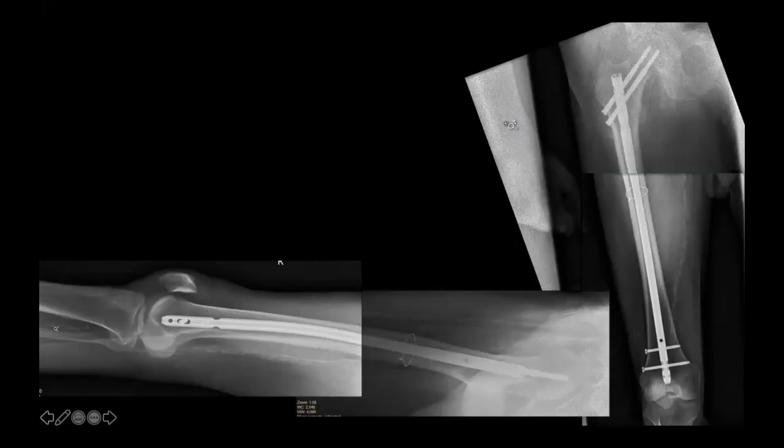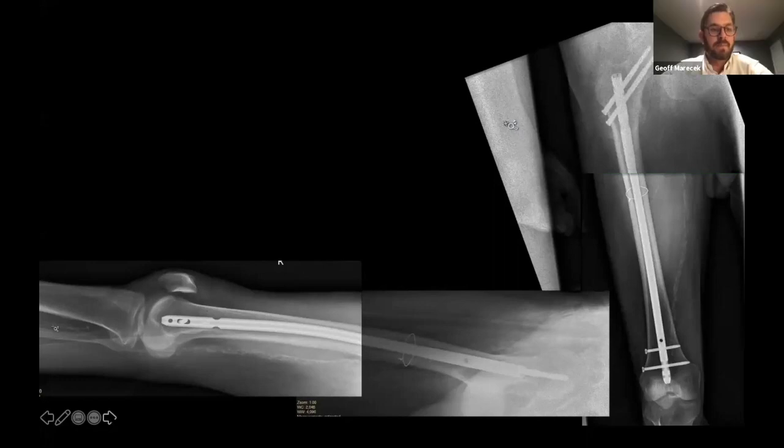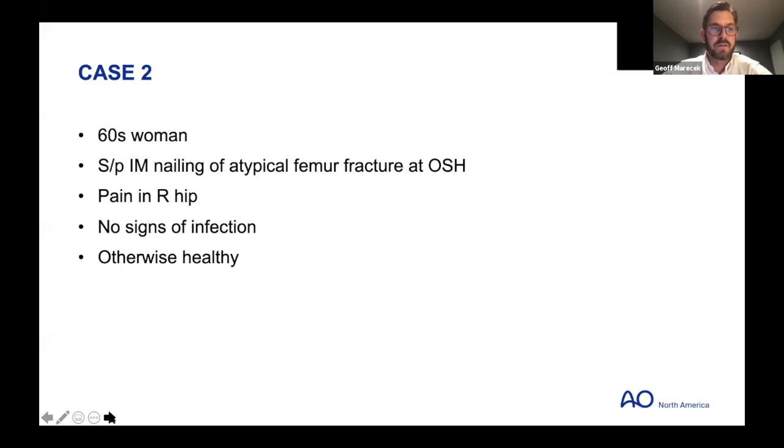But I think we all agree on that. A nail for these injuries is by far preferable over a plate. I think the literature would back that up as well. It's just an issue of occasionally there are some things about a particular case where you need to go from there.